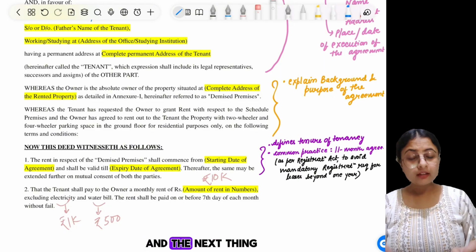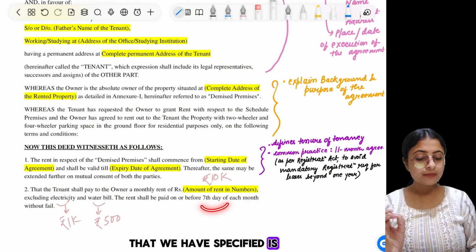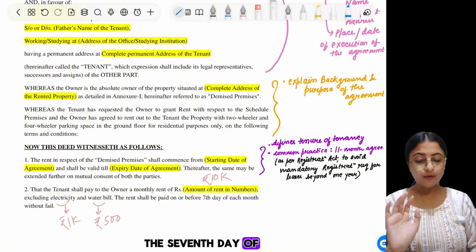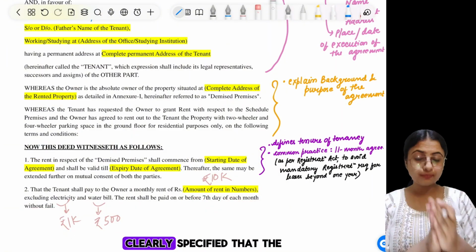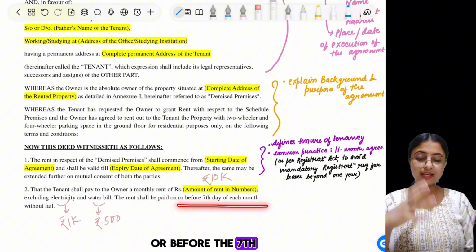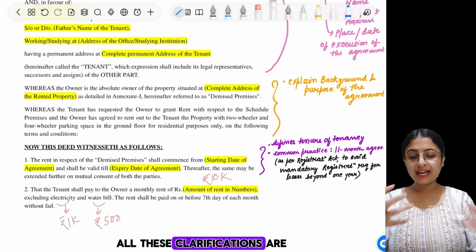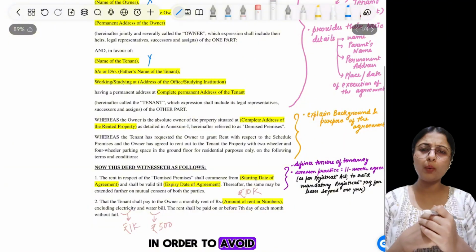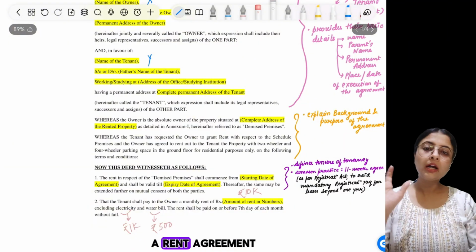Now, the next thing that we have specified is the 7th day of each month without fail. We have clearly specified that the rent should be paid on or before the 7th day of each month. So all these clarifications are very necessary in order to avoid any dispute while we are drafting a rent agreement.